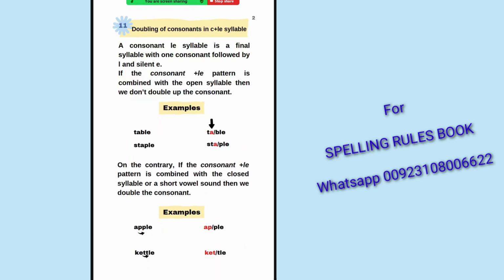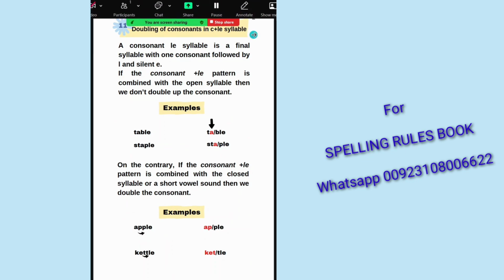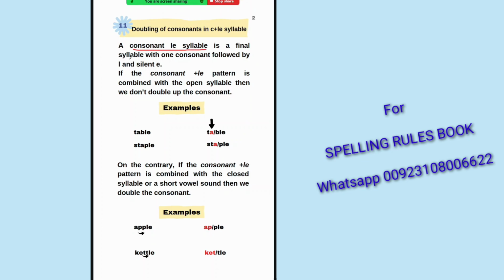Now, doubling of consonants in the consonant plus LE syllable. A consonant-LE syllable is basically a final syllable with one consonant followed by the letter L and silent E. And if the consonant-LE pattern is combined with an open syllable, as here, table, ta is an open syllable, and ble. So this pattern is followed by an open syllable, so we will not double the middle consonant.